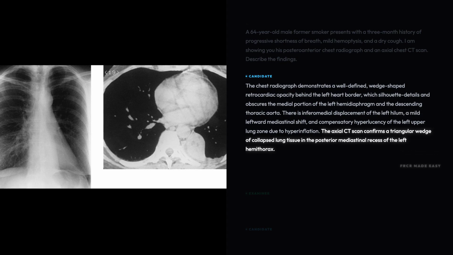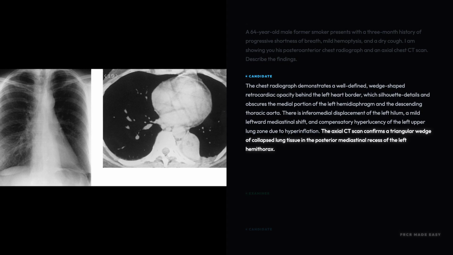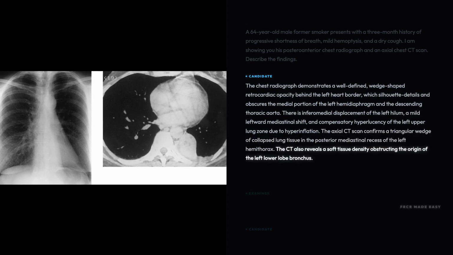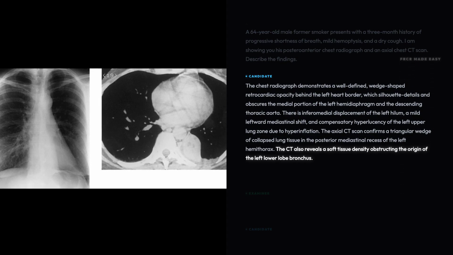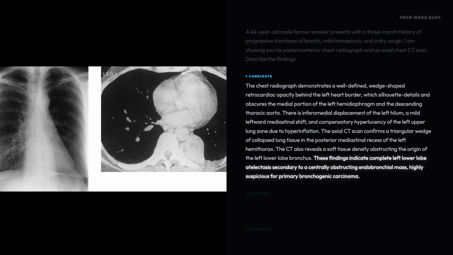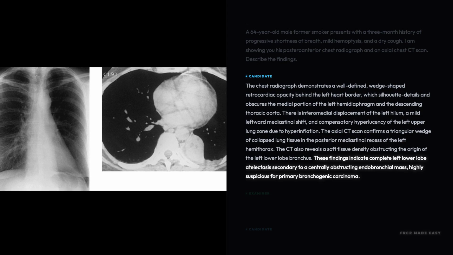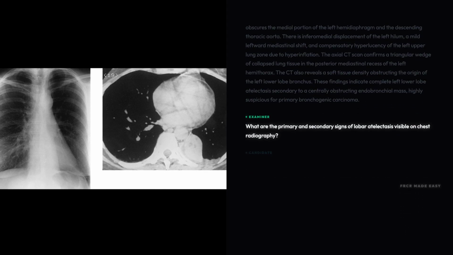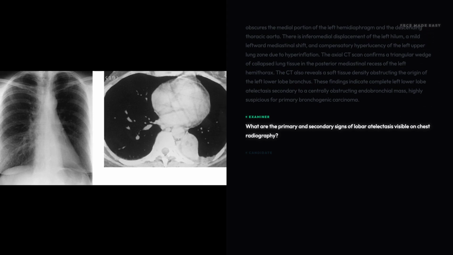The axial computed tomography scan confirms a triangular wedge of collapsed lung tissue in the posterior mediastinal recess of the left hemithorax. The computed tomography also reveals a soft tissue density, obstructing the origin of the left lower lobe bronchus. These findings indicate complete left lower lobe atelectasis secondary to a centrally obstructing endobronchial mass, highly suspicious for primary bronchogenic carcinoma.